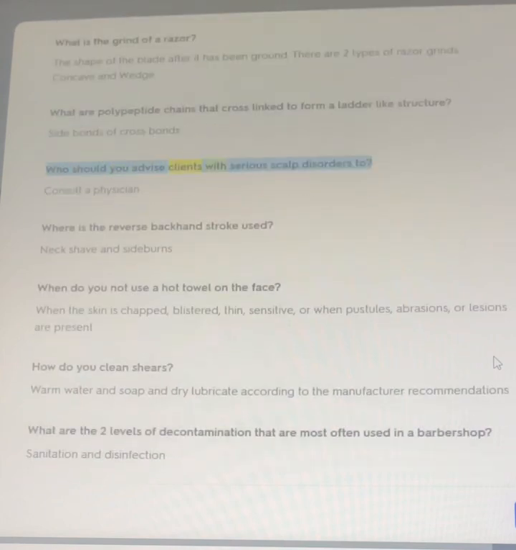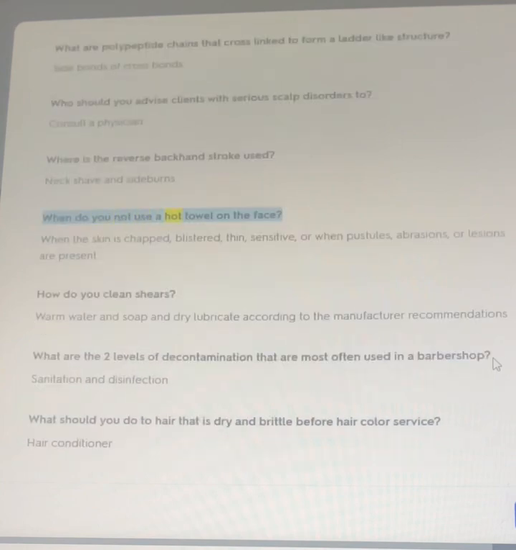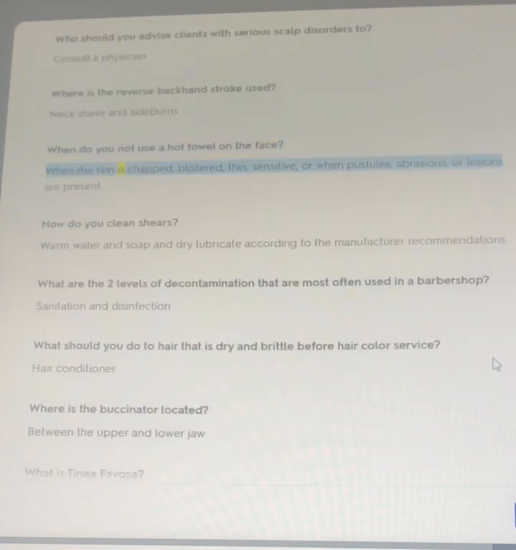Who should you advise clients with serious scalp disorders to see? Consult a physician. Where is the reverse backhand stroke used? Neck shave and sideburns. When do you not use a hot towel on the face? When the skin is chapped, blistered, thin, sensitive, or when pustules, abrasions, or lesions are present. How do you clean shears? Warm water and soap, and dry, lubricate according to the manufacturer's recommendations.